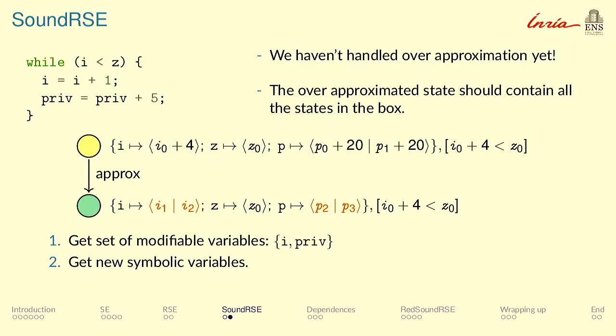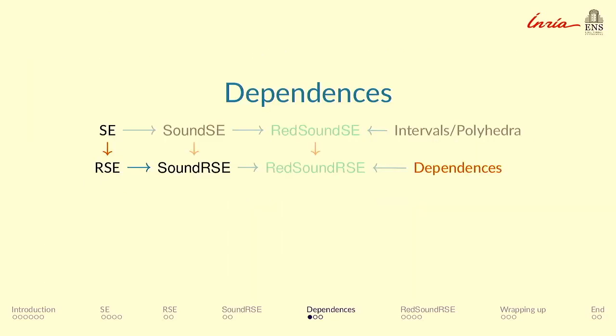And basically now we just negate the guard of the loop, and actually this is a sound over approximation, but as I said before, it's very bad. So the thing is that now to make this over approximation better, the idea is to use dependencies. So let's see what dependencies are like.